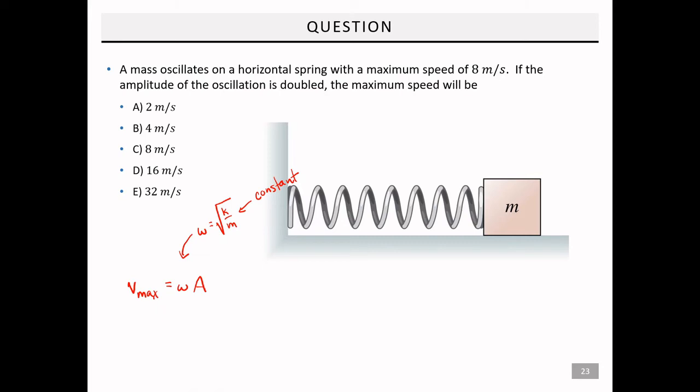Then the problem asks us to double the amplitude. So if A goes to 2A, this tells us that V max should go to 2 times V max. Right. If the right side of the equation doubles, then the left side of the equation has to double to compensate. So if the maximum speed starts at 8 meters per second, then the final answer should be D, 16 meters per second.